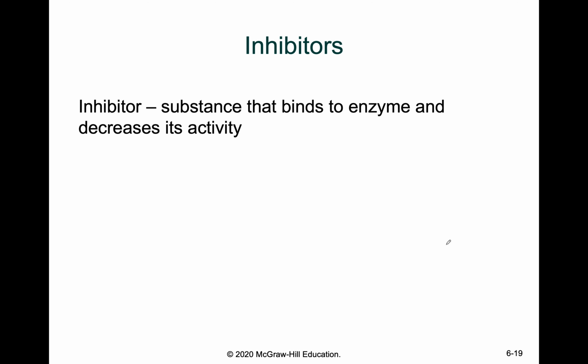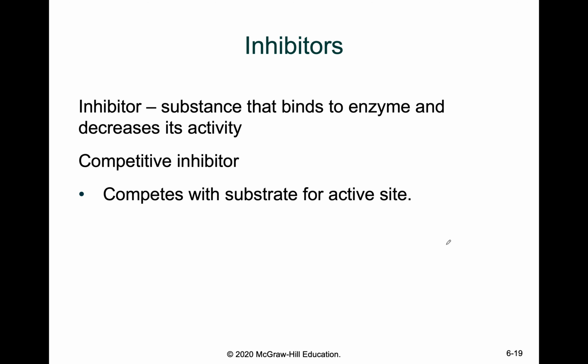Now, enzymes do have inhibitors that can bind. So we looked at having a substrate bind, but it turns out an inhibitor can bind as well. That can decrease the activity. So an inhibitor is defined as a substance that binds to an enzyme and decreases its activity. There's two types. We have competitive inhibitor, meaning that it competes for the same binding site or the same active site as the substrate. And if it binds first, then that substrate cannot bind in that site.